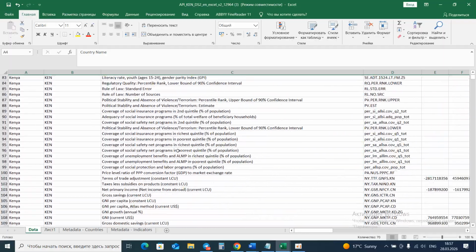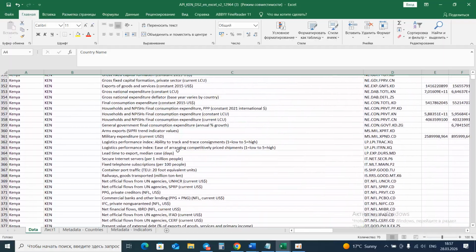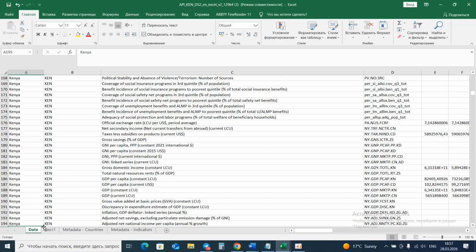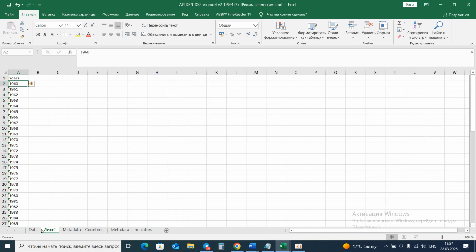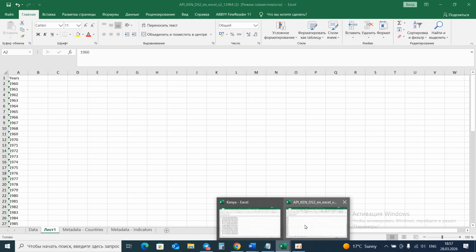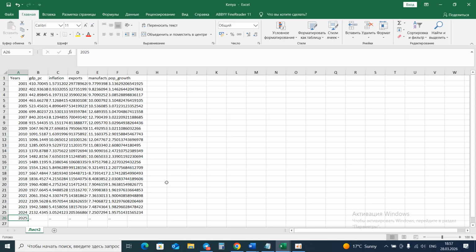I mean, by choosing the information that we need and pasting it to this sheet. But it is time consuming. That's why I already prepared my file here. As you can see, years, GDP per capita, that will be my dependent variable. Inflation, exports, manufacturing, and population growth, that will be independent variables that affect GDP per capita. That is one of the indicators of economic growth.